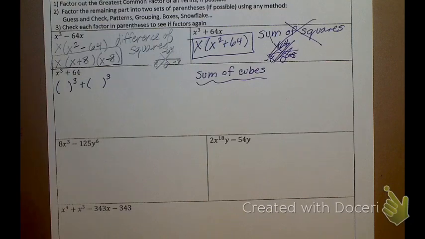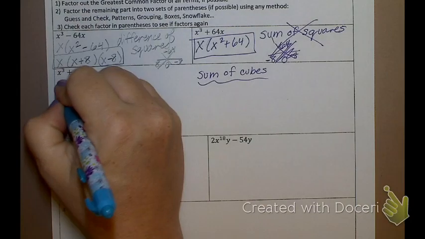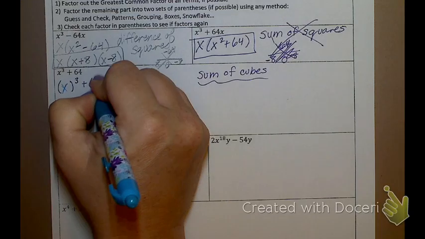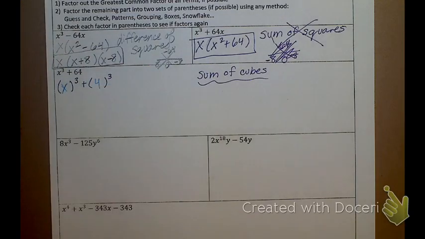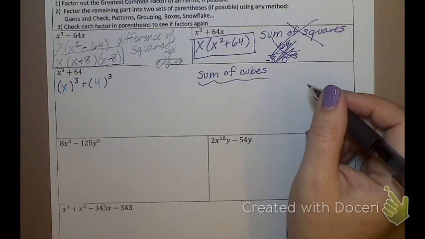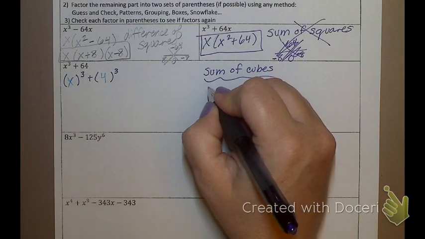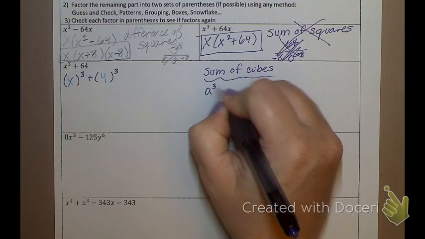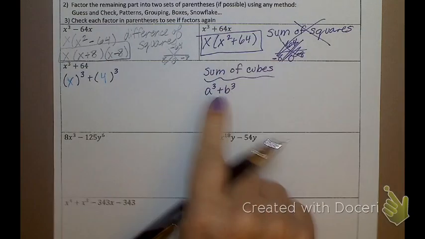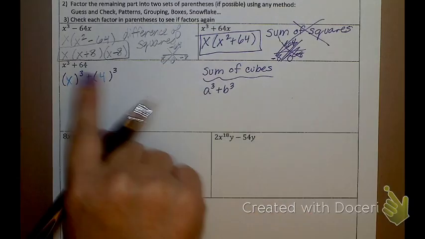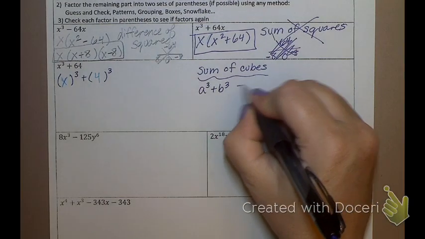What is it that's being cubed to get you the first term? X. What is it that's being cubed to get you the second term? 4. I really like 64 because it's both a cube number and a square number. It's 8 squared or it's 4 cubed. So here's the deal. With a sum of cubes, there is a fancy formula that we have to use. So if it is in this form, which this problem was, here is how it factors.